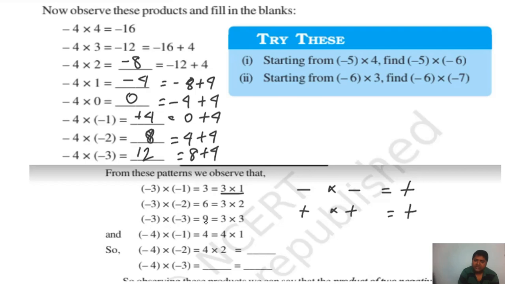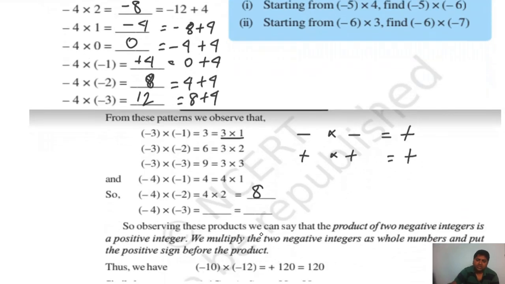Minus 3 into minus 3 is 9, that is 3 into 3. Minus 4 into minus 1 means 4 into 1. Minus 4 into minus 2 means 4 into 2, so this is 8. Minus 4 into minus 3 means 4 into 3, and this is 12. Here is the conclusion: observing these products, we can say that the product of two negative numbers is a positive integer. We multiply two negative numbers as whole numbers and put a positive sign before the product.